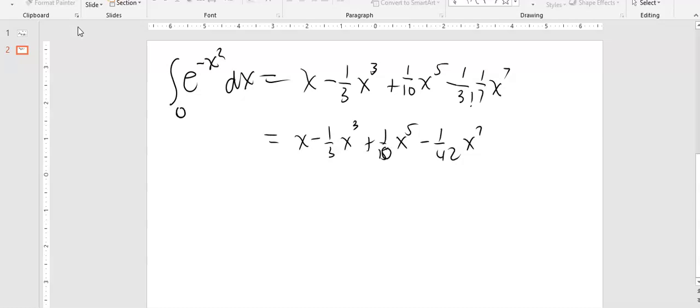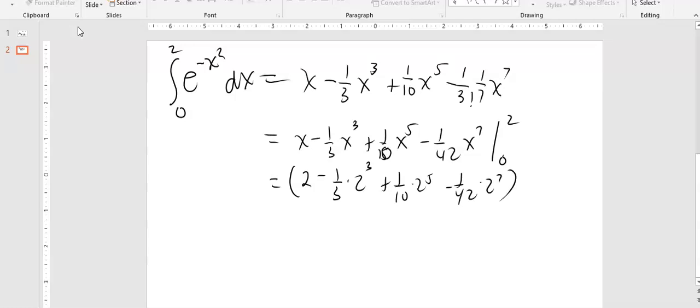And if we were going to evaluate this from 0 to 2 to get the definite integral as in your assignment, then you would just evaluate everything here at 2 minus at 0. Notice that at 0, everything is 0. So it's just going to be 2 minus 1/3 times 2 cubed plus 1/10 times 2 to the 5th minus 1/42 times 2 to the 7th. And I'll bet this is going to be in the ballpark of that 0.88 that we saw. Again, not that close because we're only doing a few terms, but I hope you get the idea.